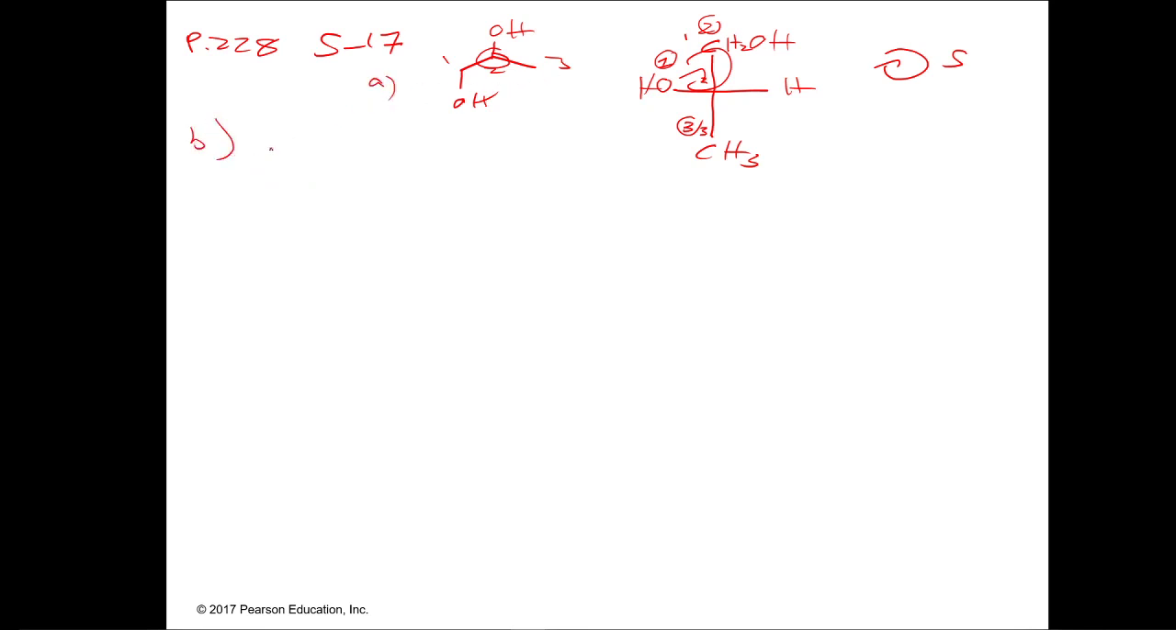So B, 2-bromobutan-1-ol. So we've got butane, 1, 2, 3, 4. We've got 2-bromo, 1-alcohol. Okay, so here's my chiral carbon. So again, we're going to have CH2OH on top, and CH2CH3 on bottom. So that's here. So 1, 2, 3, 4, 1, 2, 3, 4.